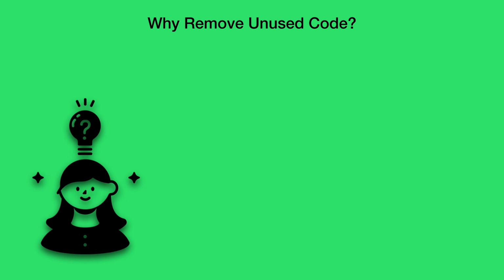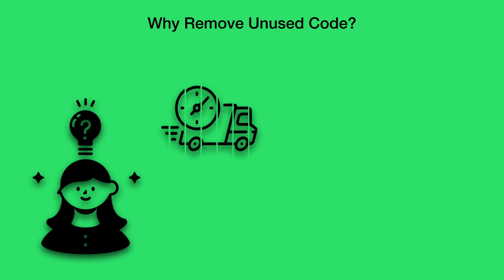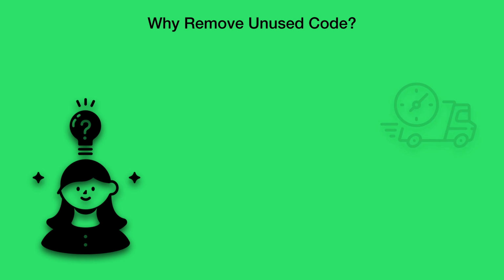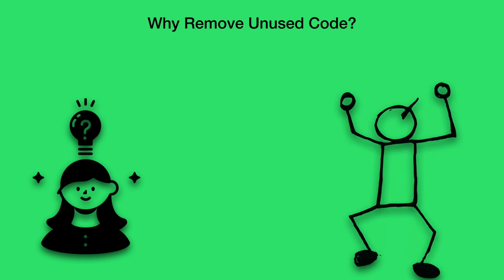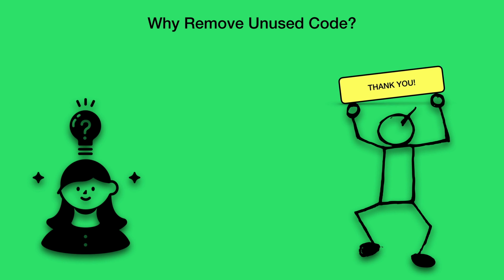But first, why is unused code bad for your applications, and why should you even remove it? That's because removing unused code makes your page load faster, because less data transfer is needed. Also, your mobile users will thank you because you are saving their data by reducing the amount of unnecessary JavaScript or CSS that's loaded into their browser when they run your app.